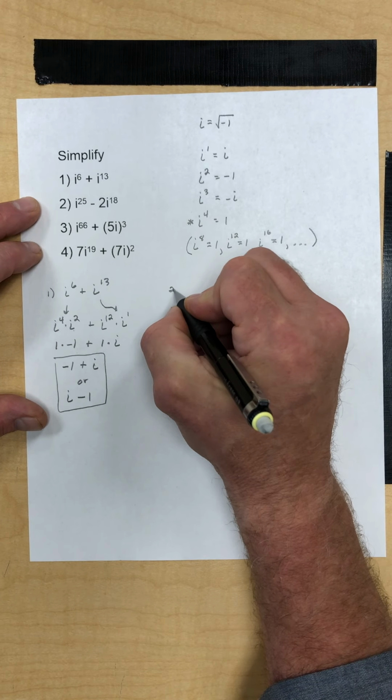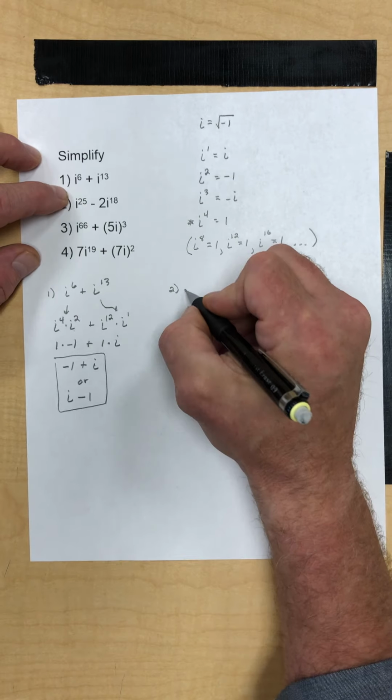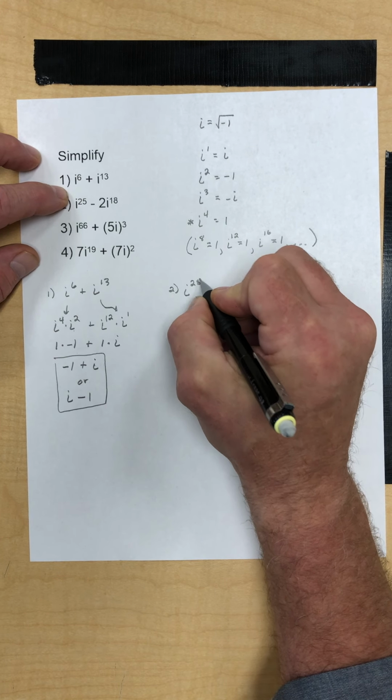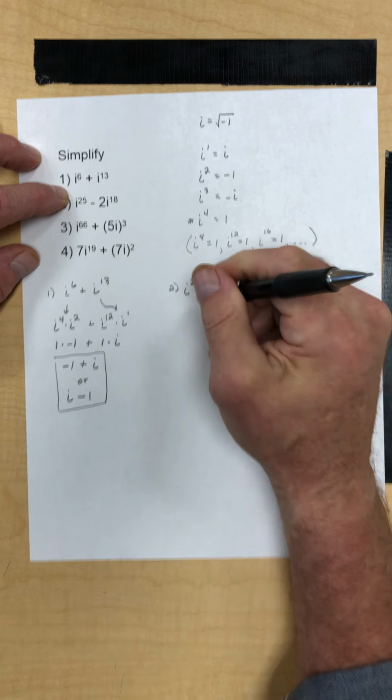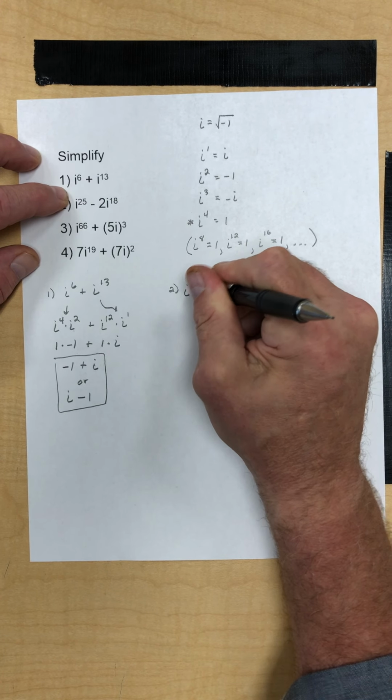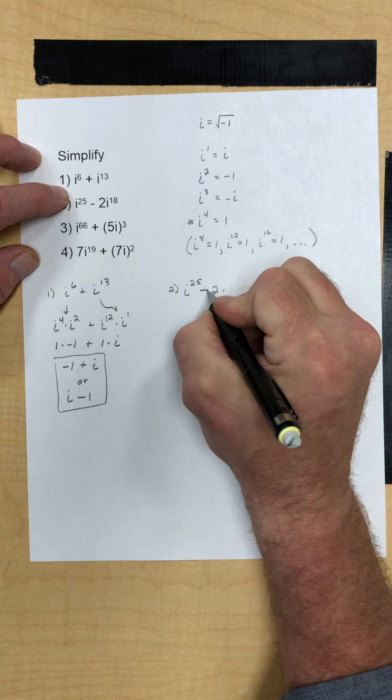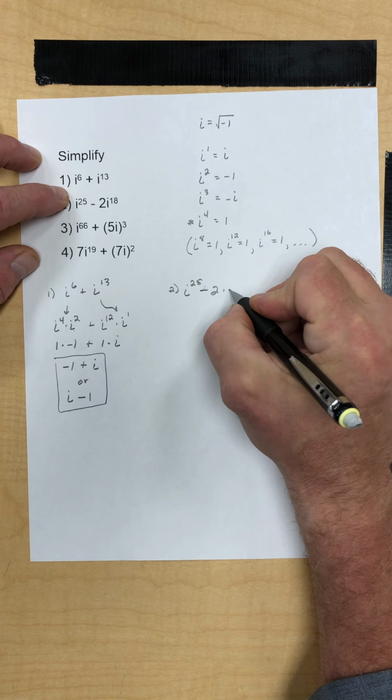We take that second one, i to the 25th, minus 2 times i to the 18th. I'm sorry, that is a minus sign, my fault.